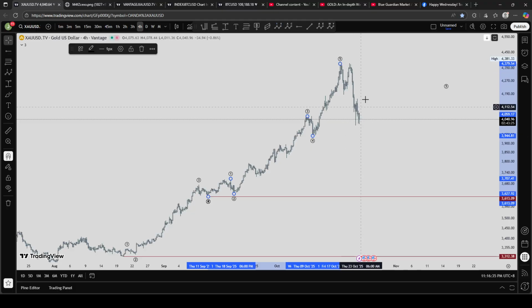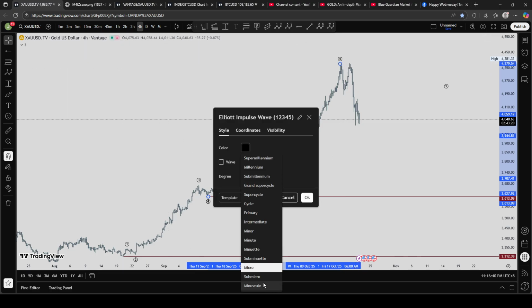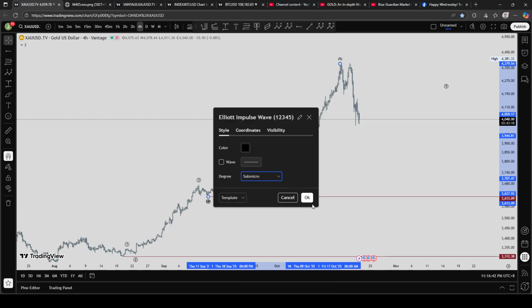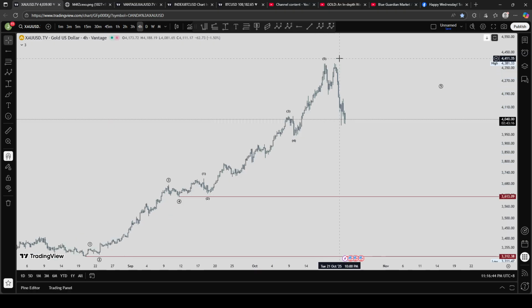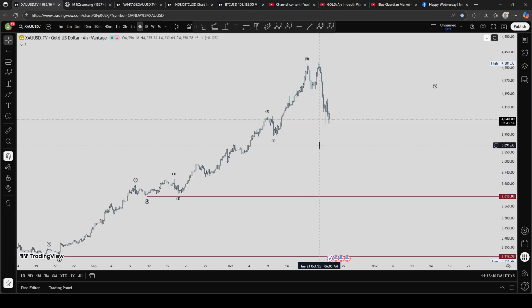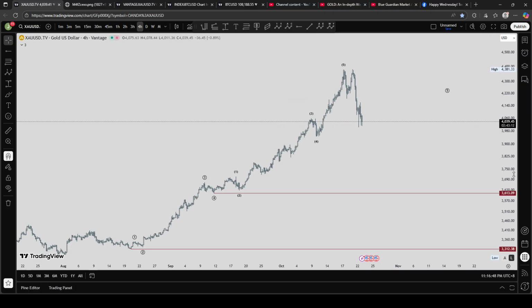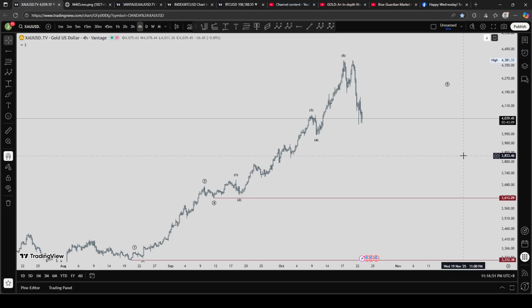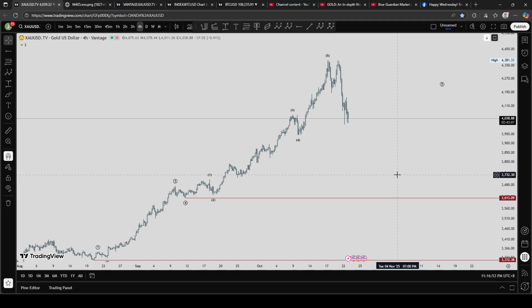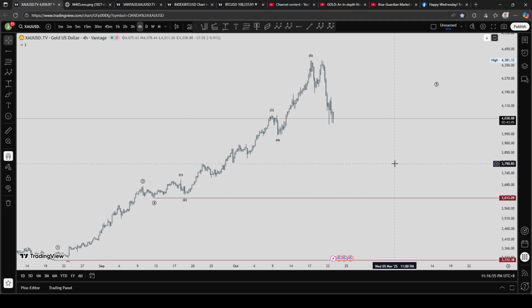I will explain later what type of correction the gold is making. But before I proceed with the current correction, let's have some review of the cardinal rules of Elliott wave theory. For those who are not familiar with Elliott wave theory, there are 3 cardinal rules in Elliott wave theory.